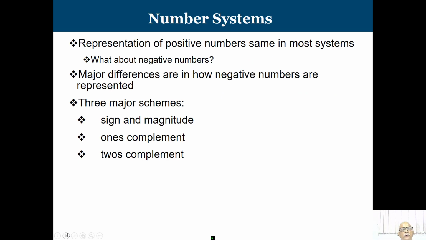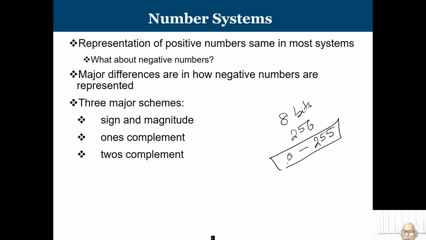Now, if we talk about number systems, the positive number system is fine. It is very simple. If we are working with 8 bits, we have a total of 256 combinations, from all zeros to all ones. In that case, we can represent numbers from 0 to 255. That means we work with 0 to 255.